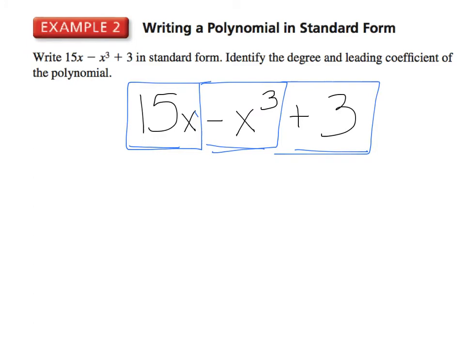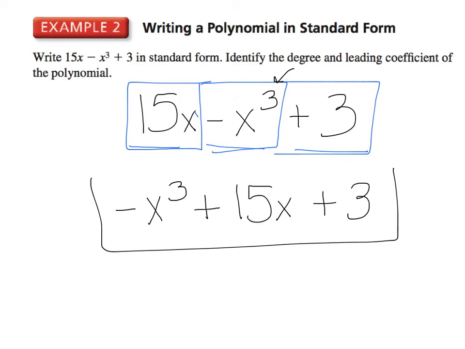When I ask you to put this in standard form, you need to put the highest exponent first, the next highest, and so on. Because 3 is the highest exponent, we would write negative x to the third plus 15x plus 3. That cannot be simplified because there are no like terms to combine together, and that would be your answer. Negative x to the third plus 15x plus 3.